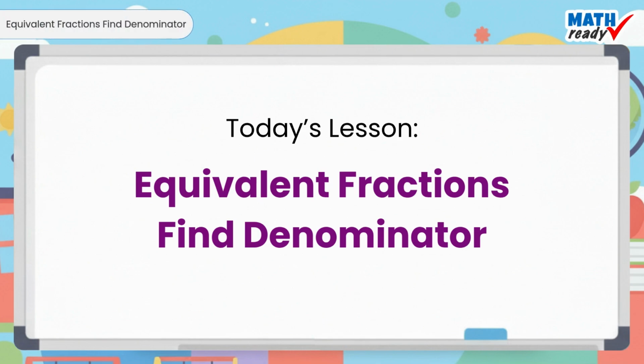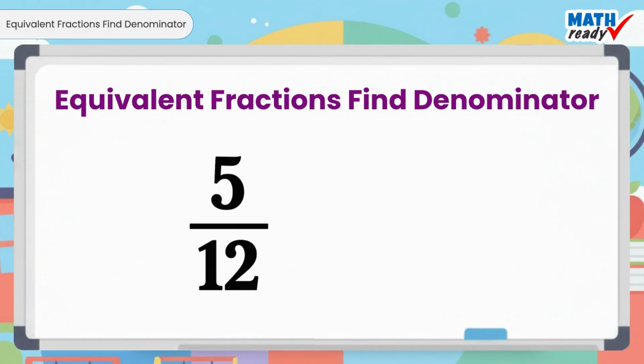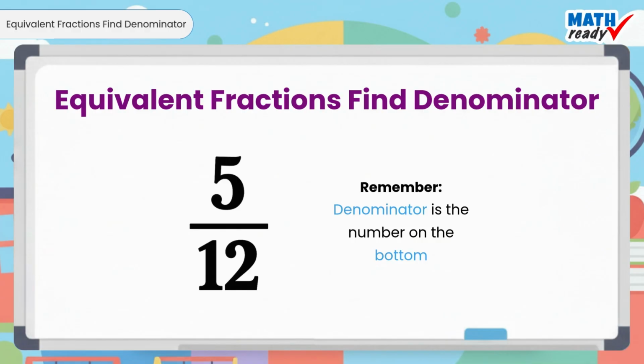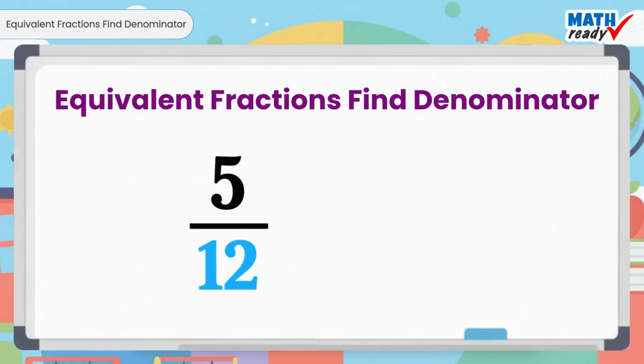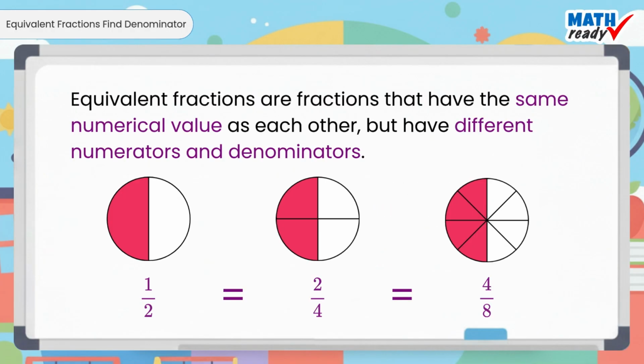Today we are going to learn how to find the denominator using equivalent fractions. As we recall, in a fraction such as 5 over 12, the denominator is the number on the bottom, which is 12. Equivalent fractions are fractions that have the same numerical value as each other, but have different numerators and denominators. Let's look at the first example.